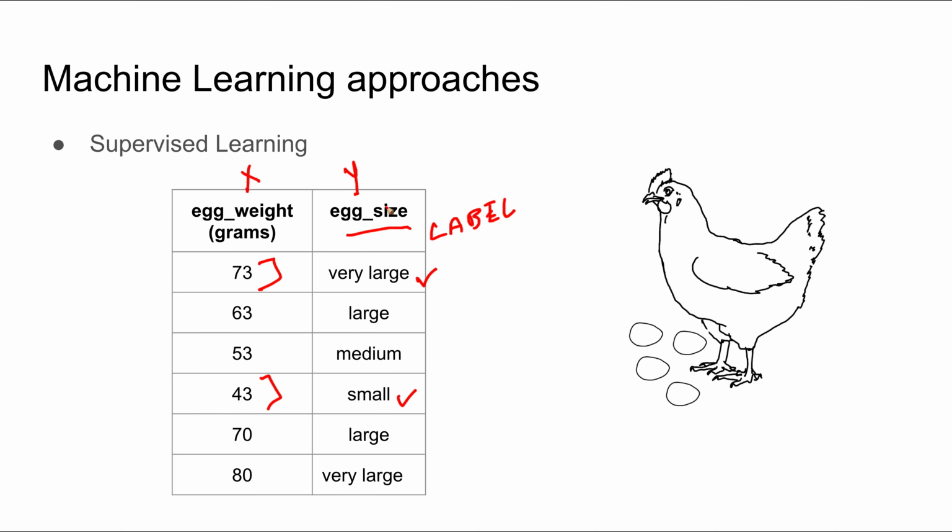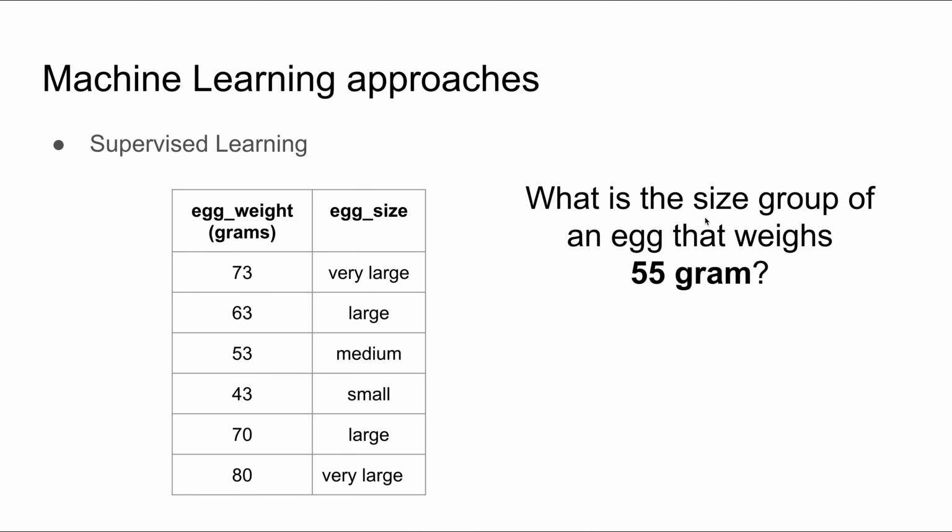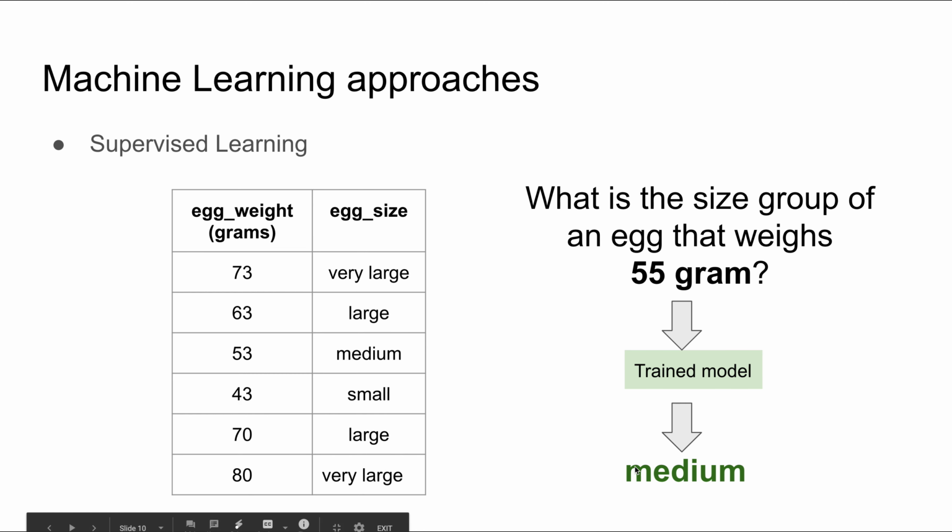Now moving on, let's look at another example where we are trying to find the category or label for a new egg that we just found, and let's say its weight is 55 grams, what is its category? Then you'll use the trained model, and based on that you'll get an output that the category would be medium.